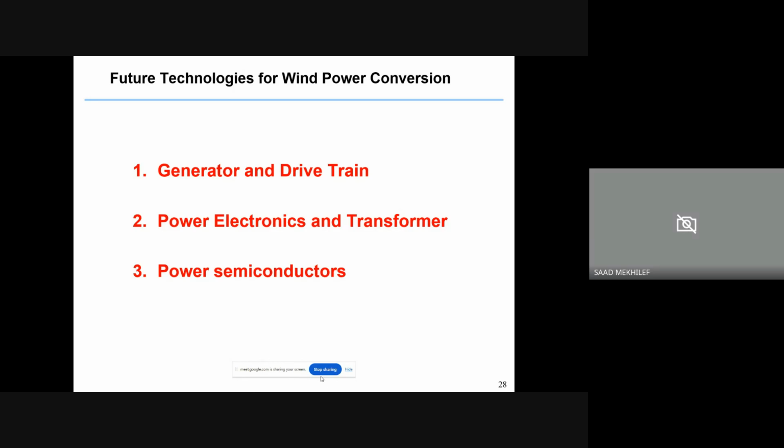So for the next 30 minutes that we have, we'll be focusing on the future technologies for wind turbine configuration. This is also quite an important topic, because knowing where this technology is heading will help us in doing proper planning, especially if you are a power engineer interested in installing wind farms. We will look first at the future generation in terms of generators and the drivetrain.